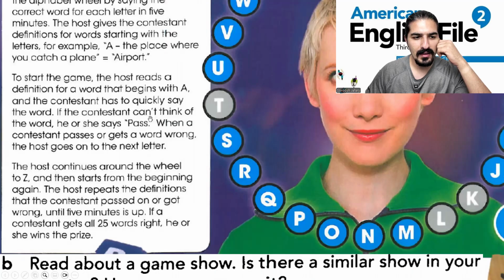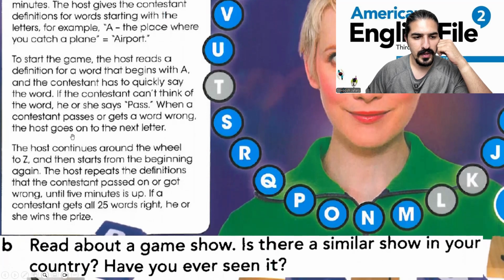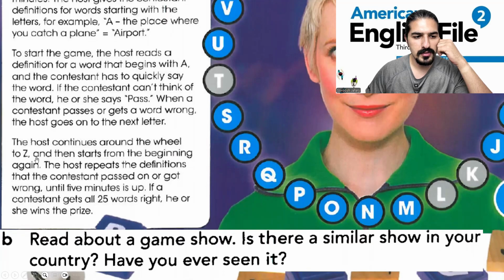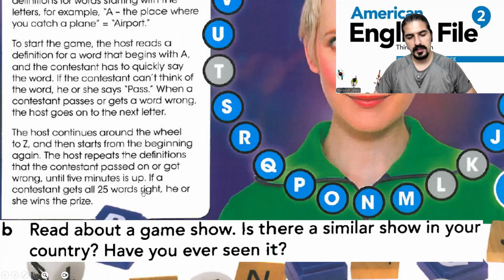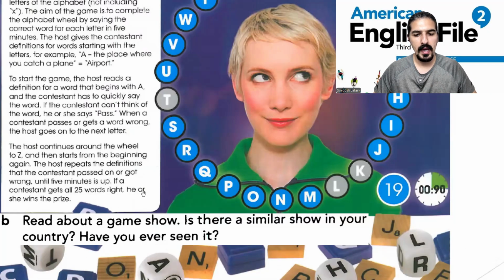If the contestant can't think of the word, he or she says pass. When a contestant passes or gets a word wrong, the host goes on to the next letter. The host continues around the wheel to Z, and then starts from the beginning again. The host repeats the definitions that the contestant passed on or got wrong until 5 minutes is up. If a contestant gets all 25 words right, he or she wins the prize. Okay, very good, not bad.